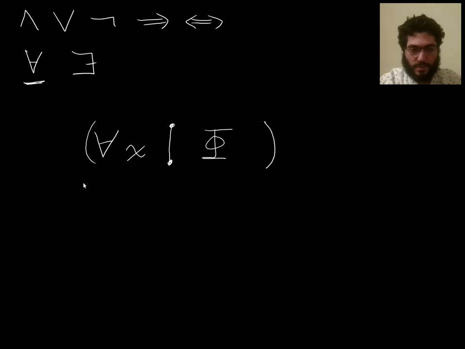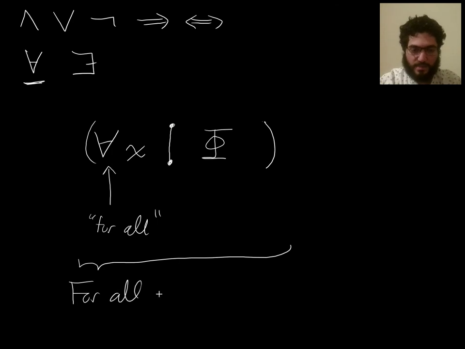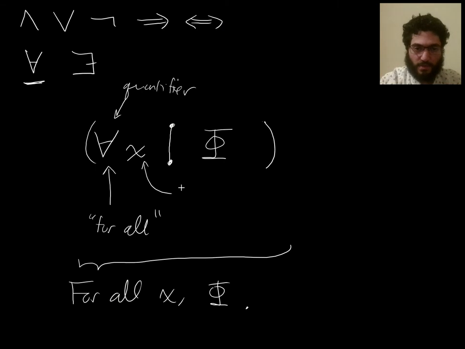Okay, so here's the way to read this. You can read this symbol sort of like "for all." And you can read the entire sentence like this: for all x, phi. Usually the proposition here will be something involving x. So it's not just going to be a random proposition, but something talking about the variable x. And in this construction, this part is called the quantifier. That's called the quantified variable.